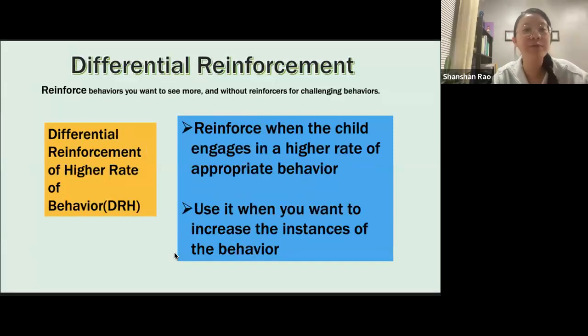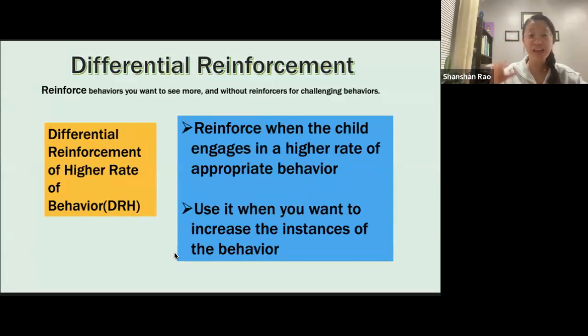DRH, differential reinforcement of high rate of the behavior. So you want that behavior to happen more, right? So you would set a criteria. If I want the student to do tracing, right? If you trace 6 out of 10 lines, I will give you the reinforcer, right? But if I present you the worksheet and you only did 2 lines, you're not going to get reinforced. I want a high rate of working, right?